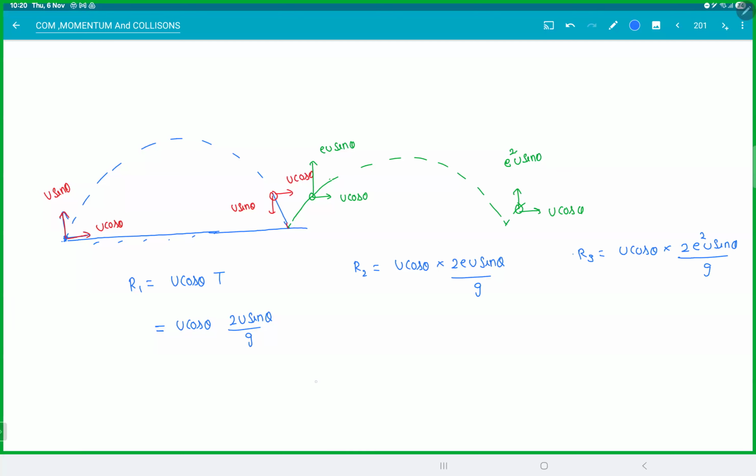You can clearly see there, the U cos theta remains the same. The ratio will be 1 : E : E square : E cube, and so on. Clear with this? So I think when you go for Rn, this will be E power n minus 1. That will be the ratio. This will never stop actually, it will do infinite collisions. All got this? Easy? Any doubts on this?